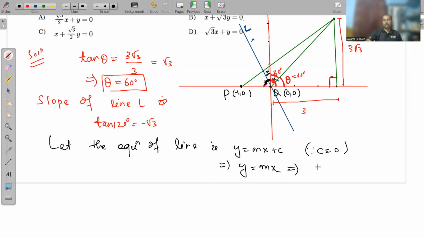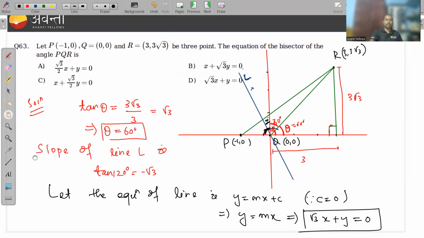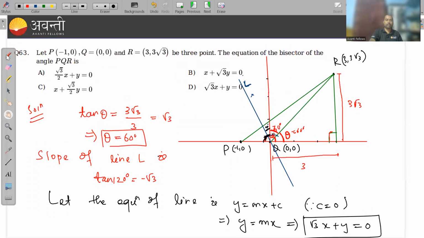Then the equation of the line will be root 3x plus y is equal to 0. So this is the answer. So what is the correct option? Root 3x plus y, so option D is the correct one. Option D is your correct answer. Okay, I hope this is clear to everyone. Let's move to the next question.